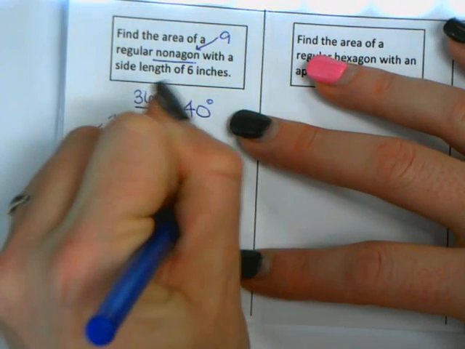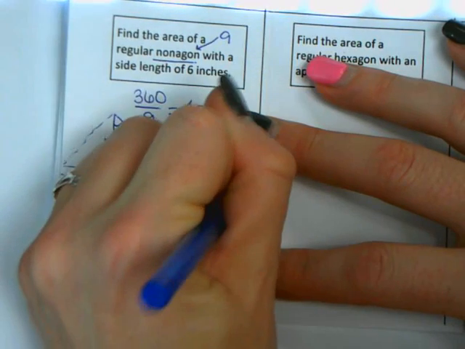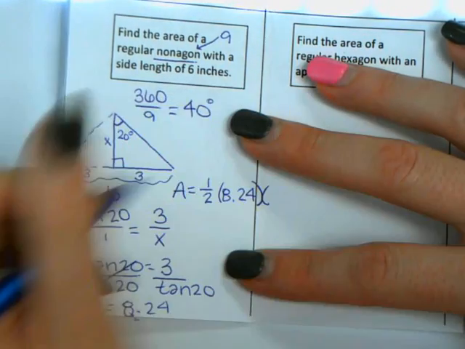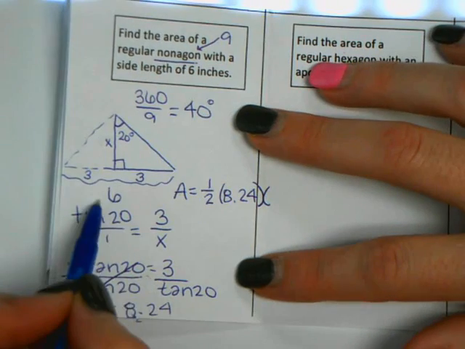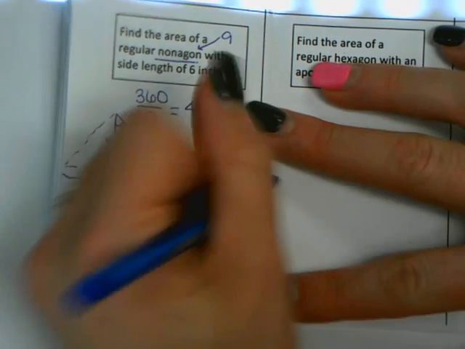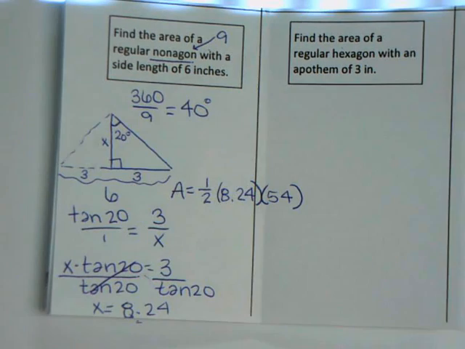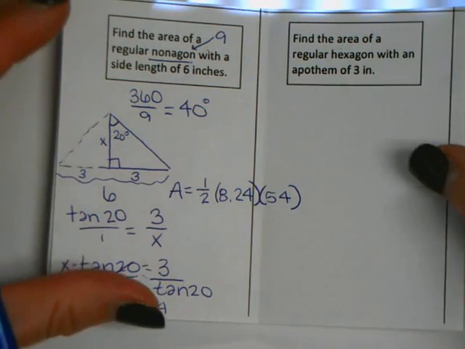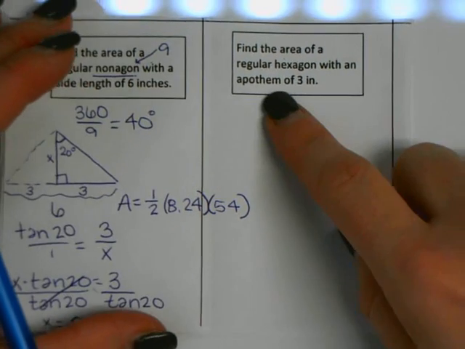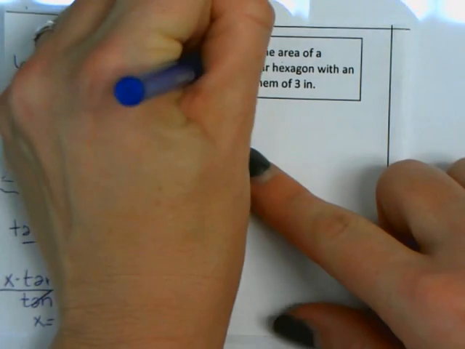Look back to my picture. This is my apothem, so I don't have to multiply it by 2 this time. And now I'm ready for my formula. So area equals 1/2 times the apothem times my perimeter. Well, I had a side length of 6. I have 9 sides. So 6 times 9 is 54. And you should be ready to come to class with an answer.